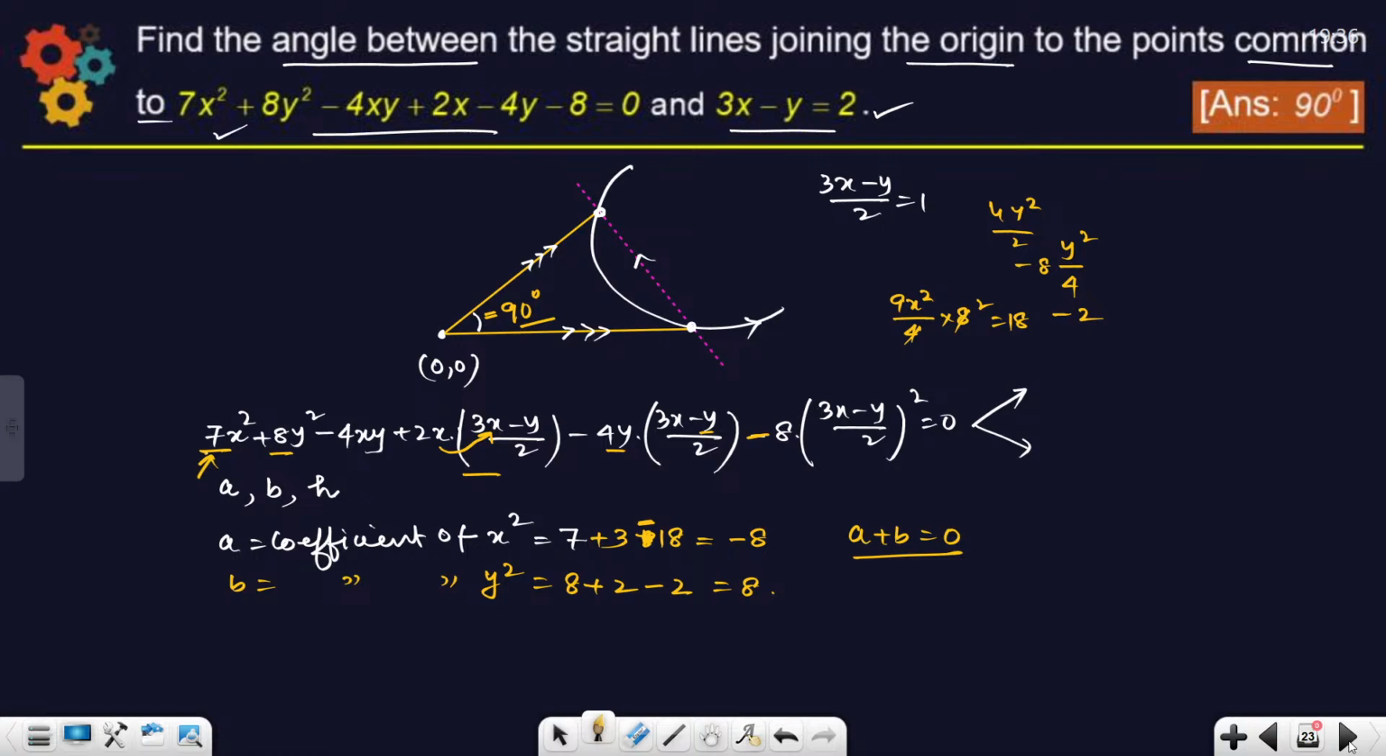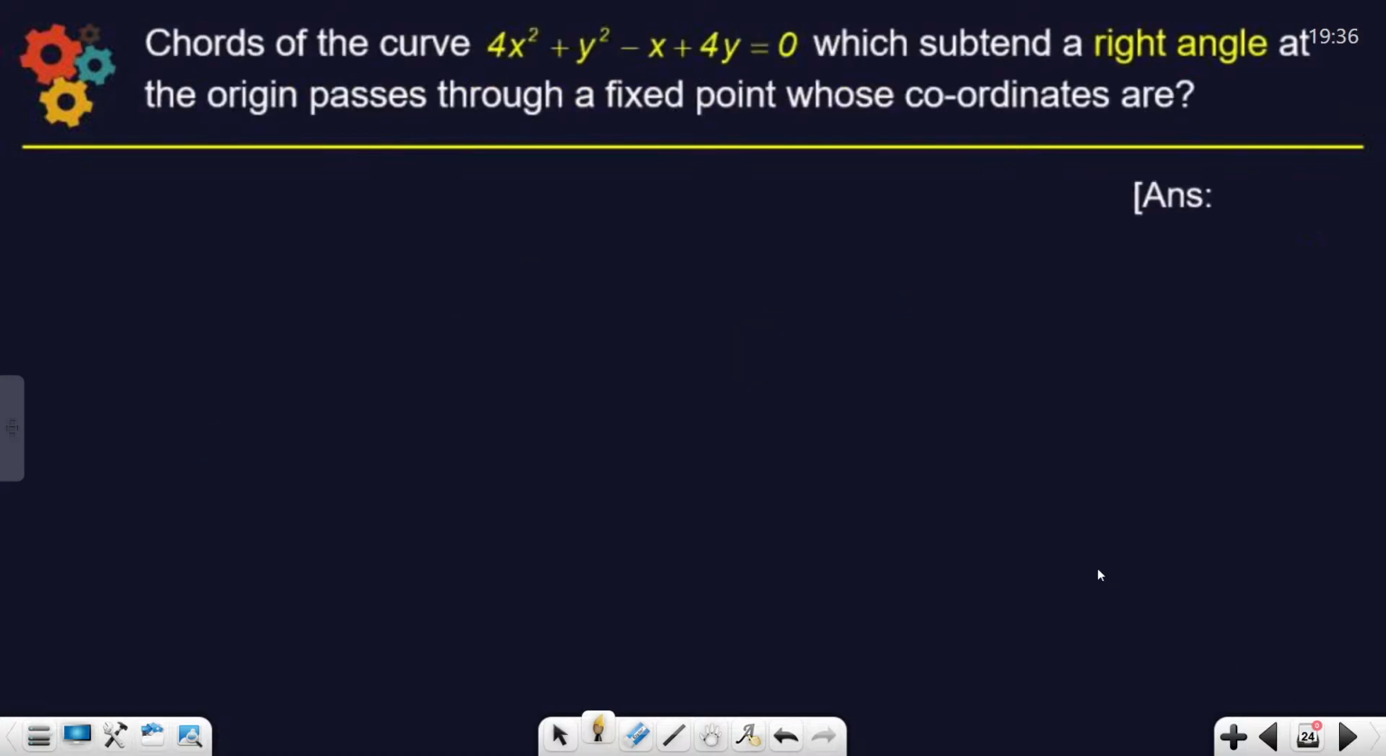So have you understood how we are homogenizing a non-homogeneous equation with the help of a line, which gives us a pair of lines passing through the origin and the point of intersection of the given line and the curve? Okay, see this question. Chords of the curve, this one, which subtend a right angle at the origin, pass through a fixed point whose coordinates are. Okay. Understood. What they're saying is you are actually having a curve.